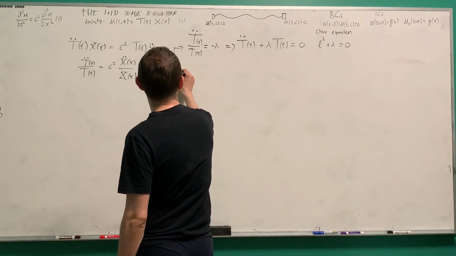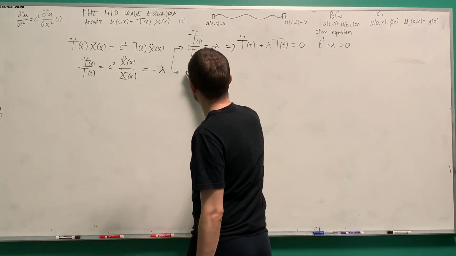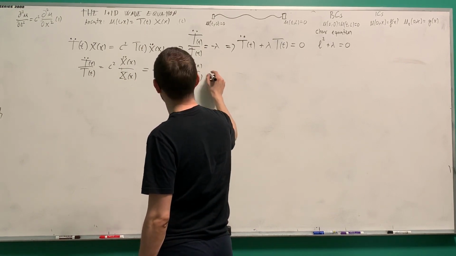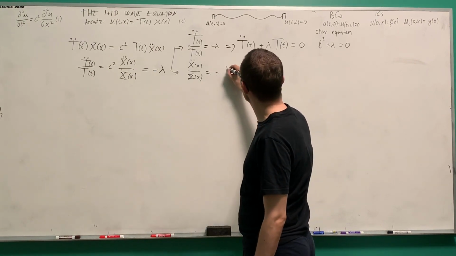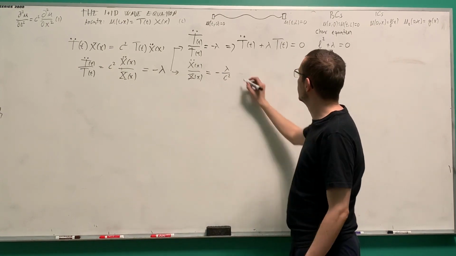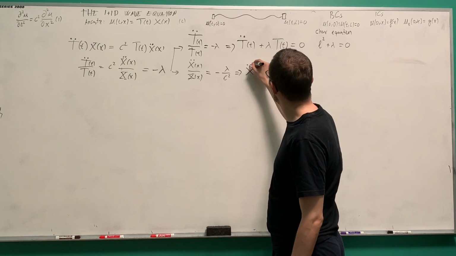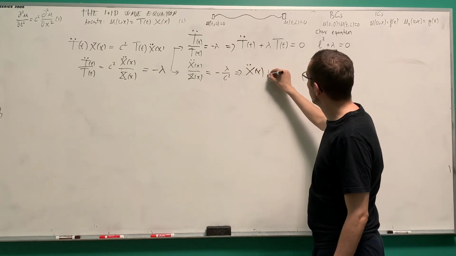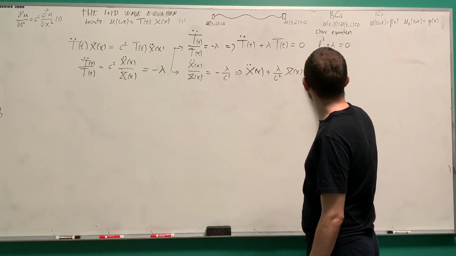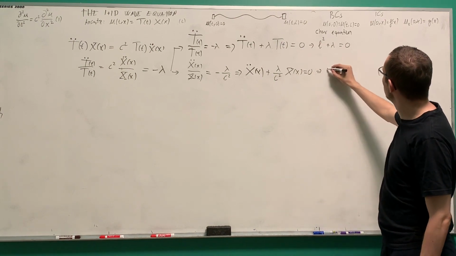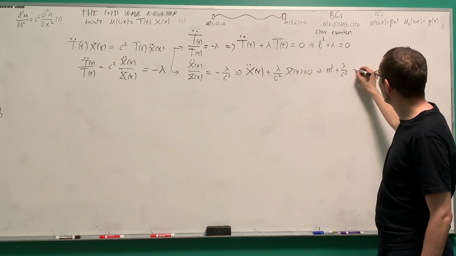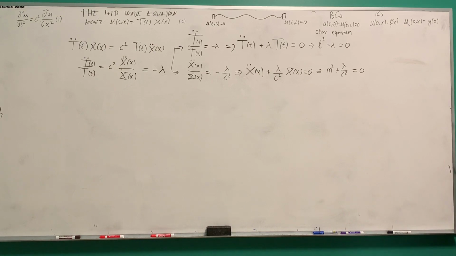And what do we have on this side? On this side, we have X double dot over X equal to minus lambda over c squared. Let's put the c squared there. So what does that mean? Well, that means I get the equation X double dot of x plus lambda divided by c squared times X of x equals 0. So in this case, the characteristic equation would be m squared plus lambda divided by c squared equals 0. That's to find the roots of the characteristic polynomial.